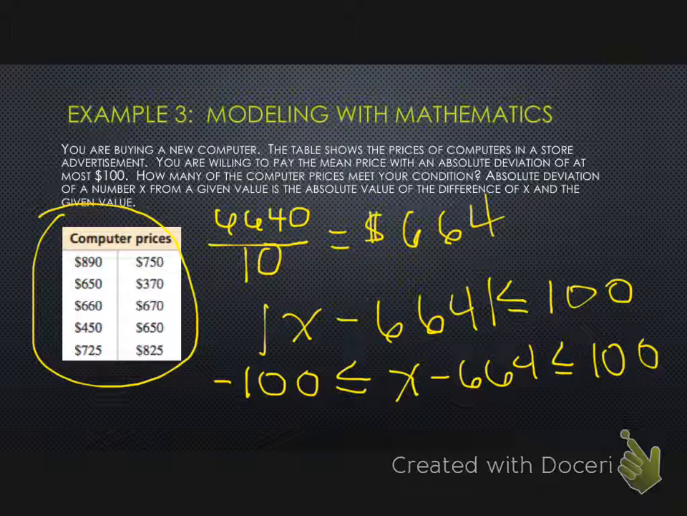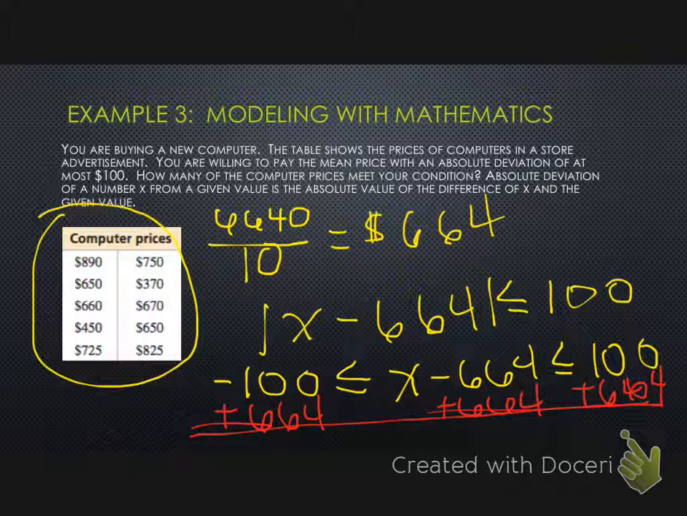So then to solve this, you're going to add 664. But unlike an equality, you have to add it to all sides. So we're going to add it on both sides of the inequality. So this is going to be 564 is less than or equal to X, which is less than or equal to 764. So you're willing to pay between 564 and 764.